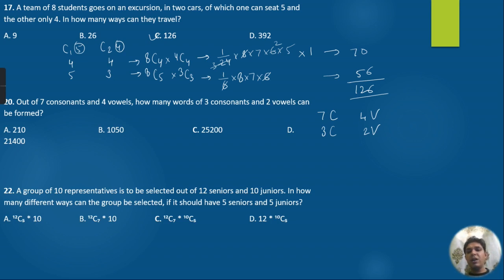So first of all, select 3 things out of 7. So this will be done by 7C3. So simple, 1 by factorial 3, that means 6, multiplied by 7 multiplied by 6 multiplied by 5. And selecting 2 things out of 4, that means 1 by 2 multiplied by 4 multiplied by 3. If we open it, this will be 7 5 is 35 and multiply by 6, so this will be 210. This is the selection only.